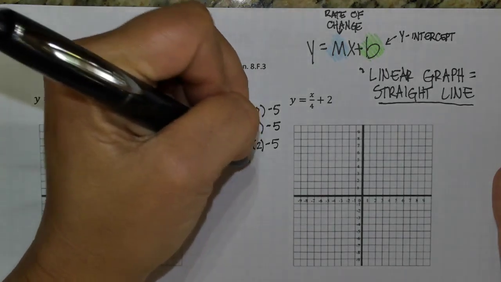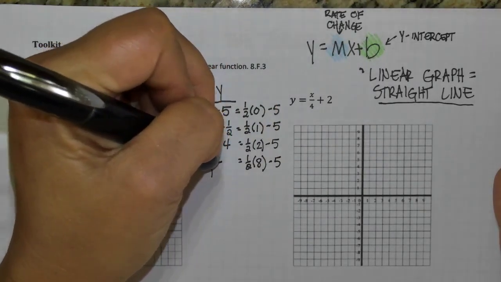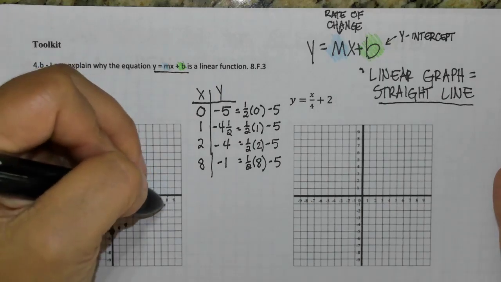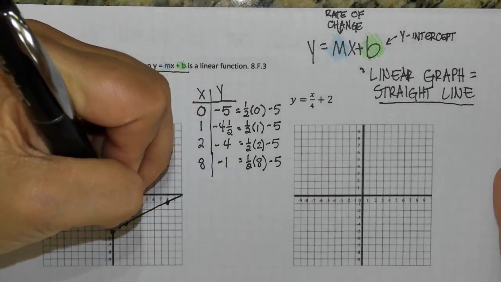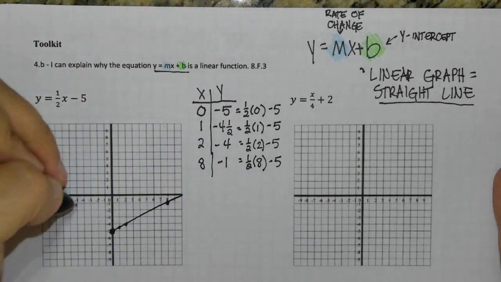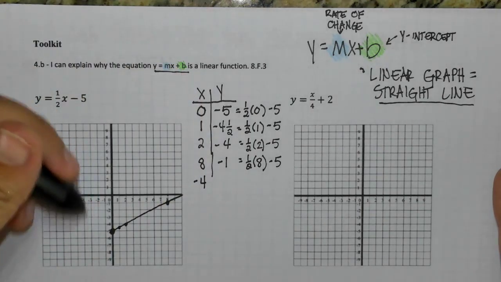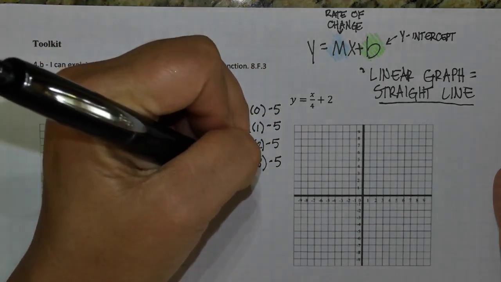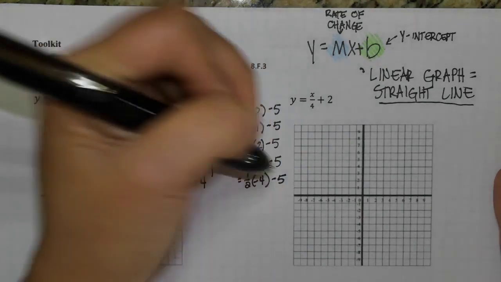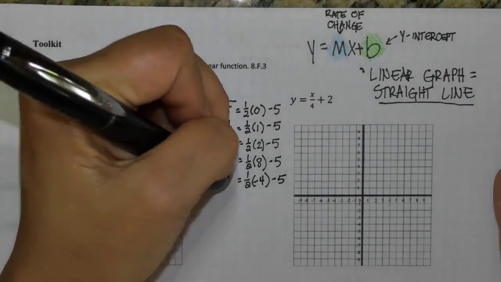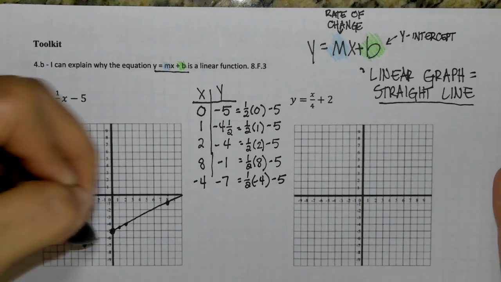For 8, I'm going to do 1/2 times 8, which is 4, minus 5 gives me negative 1. I'm going to go over 8, down 1. Okay? And as I look at this, the graph line is looking like this. And as I continue back, I might do -4 as an x. I'm going to find out where it falls on -4. That's going to be 1/2 times -4, which is -2, minus 5 equals -7. That coordinate pair is -4 and down 7.